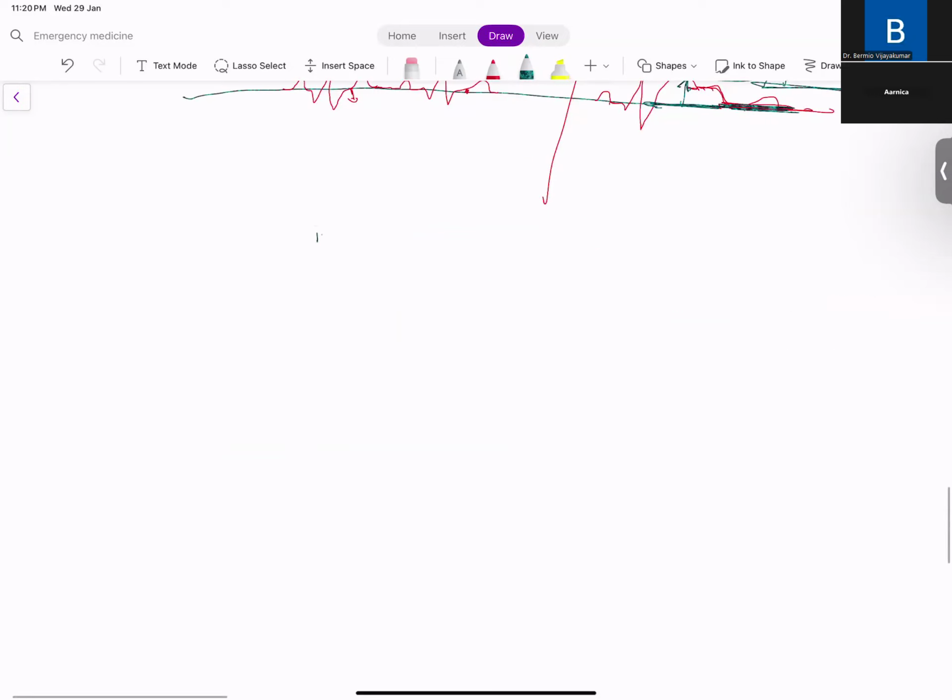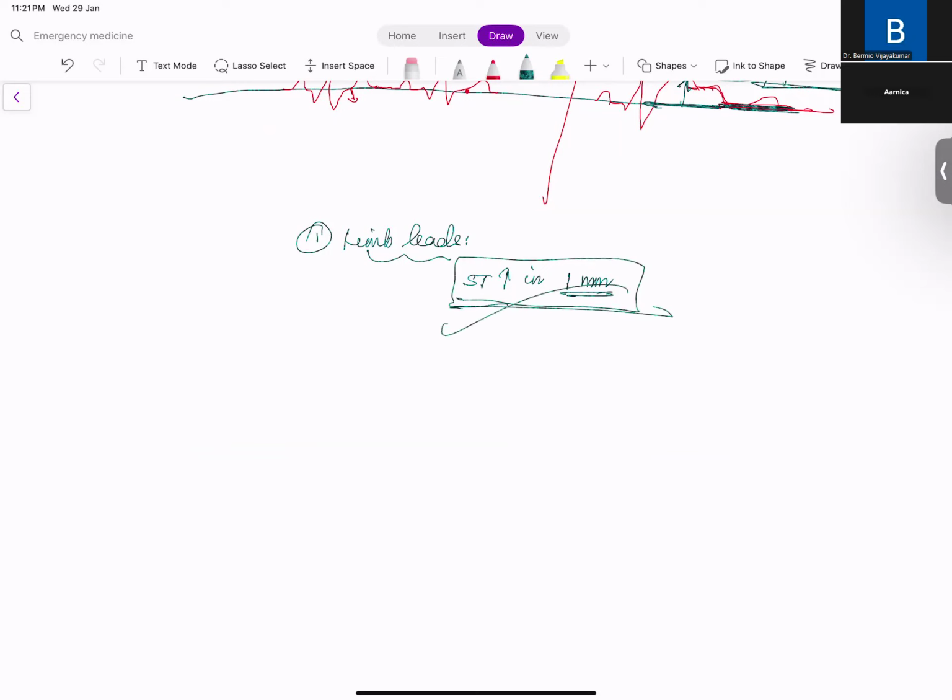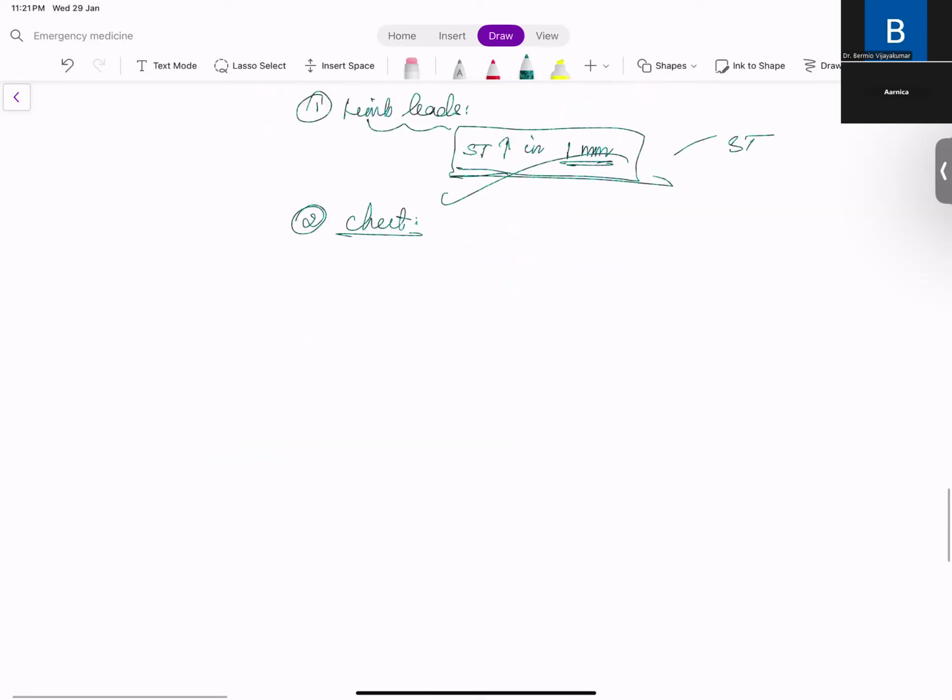So when do you say ST elevation? In limb leads, I already told you, for example, lead 2, lead 3, lead AVF, they see the inferior wall. So in the limb leads, if ST elevation is 1 millimeter. So where do you measure 1 millimeter? You have to find the J point where the S wave ends or ST segment begins, 1 millimeter after that. So if there is 1 millimeter ST elevation in limb leads, it suggests ST elevation. Whereas in chest leads, the criteria is different based on the age.